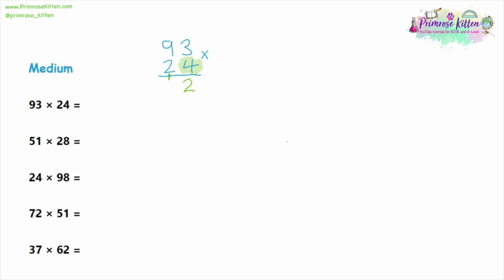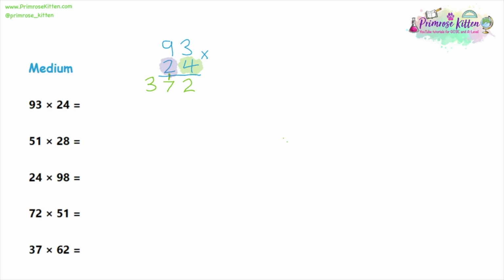Then we're going to multiply the 9, the 90 in 93. So 9 times 4 is 36, plus the 1 we carried will give us 37, placing the answer in the tens column and carrying the 3 over into the hundreds column. So at this point, we've multiplied 93 by just the 4. What's left now is to multiply by 20.